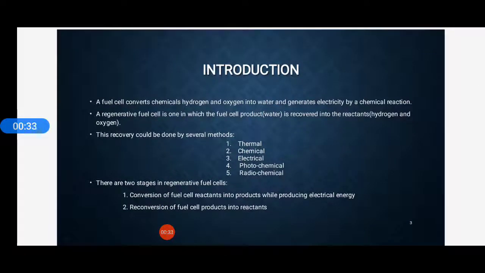First, introduction. A fuel cell converts chemicals like hydrogen and oxygen into water and generates electricity by a chemical reaction between both. A regenerative fuel cell is one which also works in the reverse direction, and the product of the fuel cell, which is the water, will be reconverted into the reactants, the hydrogen and the oxygen. This recovery could be done by several methods: thermal, chemical, electrical, photochemical, radiochemical.